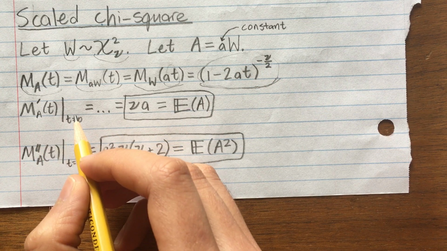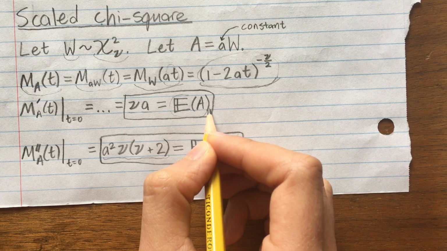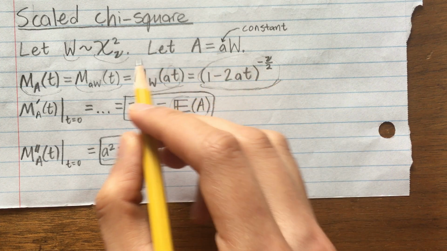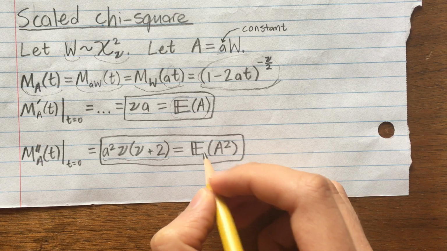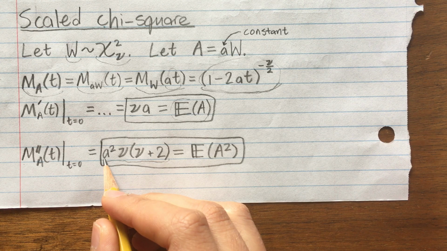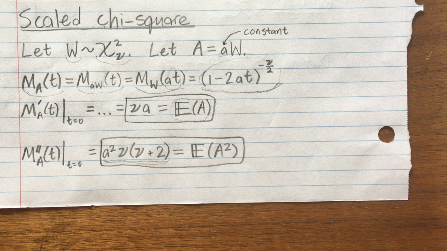Now that equips us to find the expected value of A in terms of the scaling factor little a and the degrees of freedom v, and it also allows us to find the expected value of A squared, and that's this right here. So given any scaled chi-squared distribution, I can tell you the expected value and the second moment.